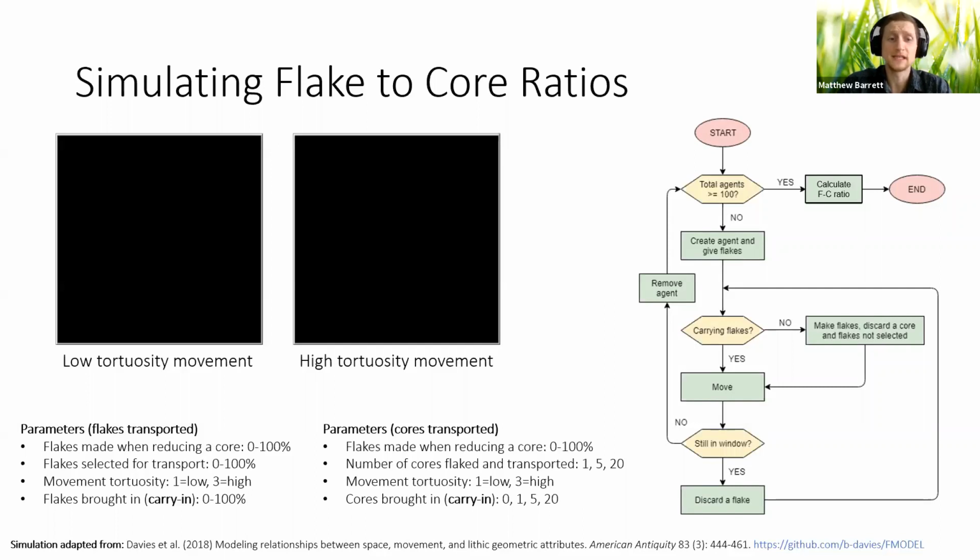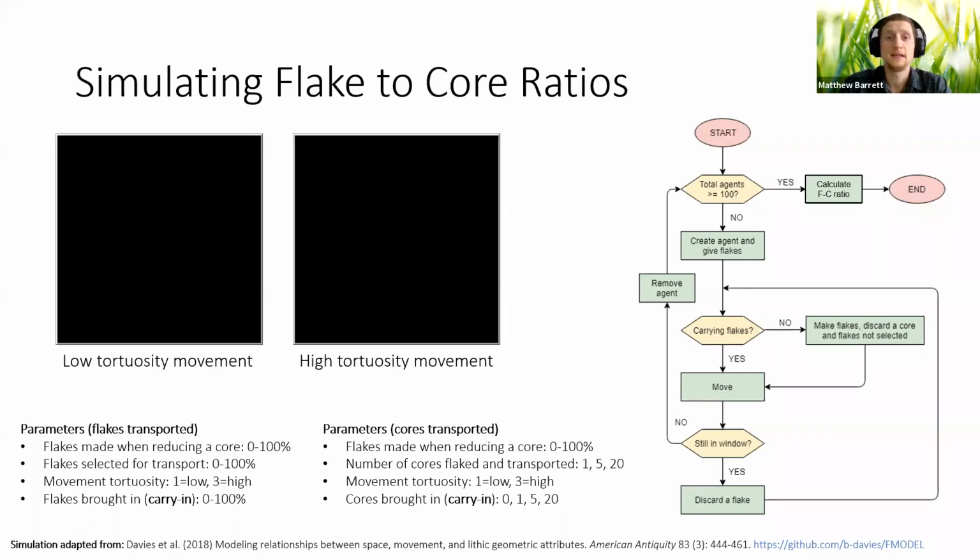So the simulation used here is an agent-based model coded in NetLogo and adapted from Davies and colleagues, who provide their code under an MIT license. The original simulation operationalized a highly simplified conceptual model of lithic assemblage formation to explore the effects of different movement and stone reduction practices on the cortex ratio. And here it's modified to explore flake to core ratios.